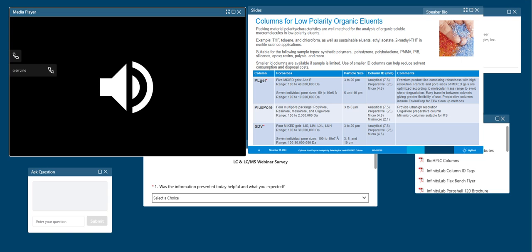In the earlier slides that depicted the 2 triangles, which we can use to help us select our column product family, here in these next couple slides, we'll delve a bit deeper to discuss the various column packing families. First here we have our columns typically used for low polarity eluents: our PLgel, the PLus Pore, and the SDV column families. Our packings are polystyrene or styrene divinylbenzene, very similar in polarity and well matched for use in these types of solvents.